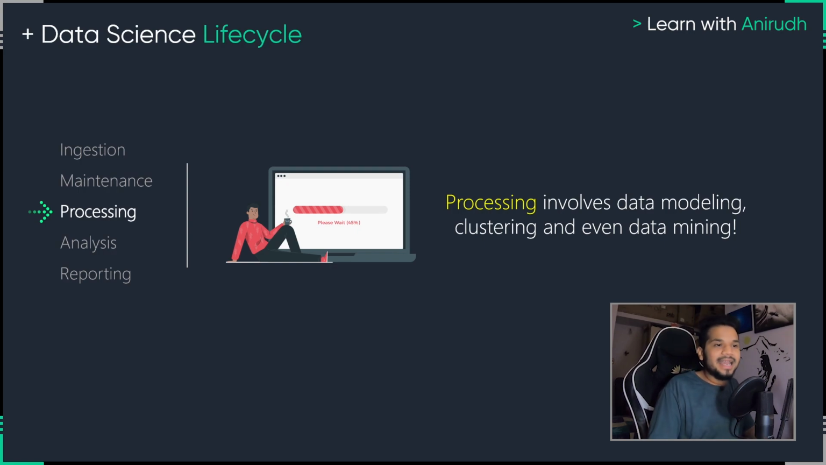So in clustering and in data mining, we find ways through which we can take in unstructured data and add structure to it. We take in a lot of mixed data, we separate it out, we segregate it so that it can be used later.